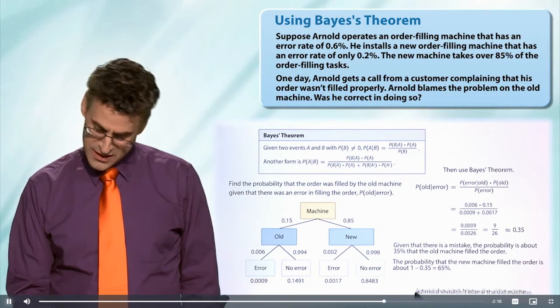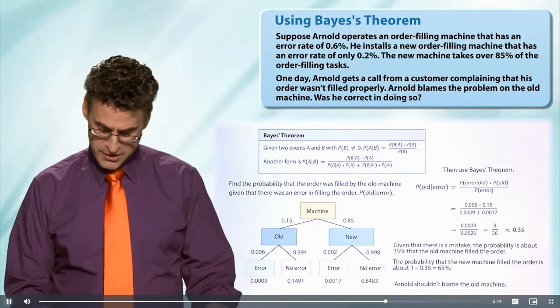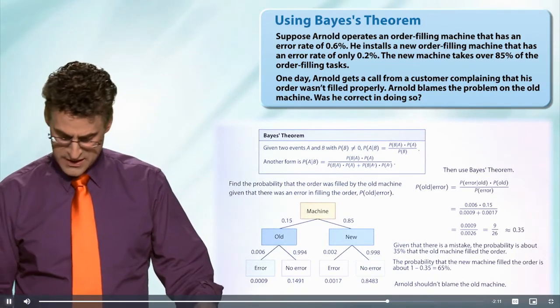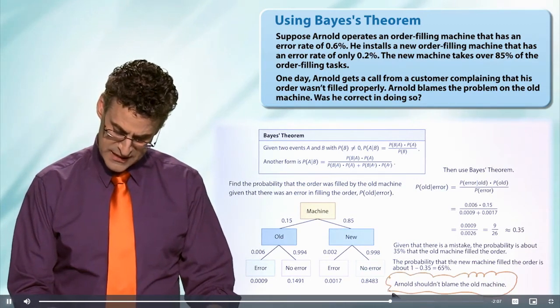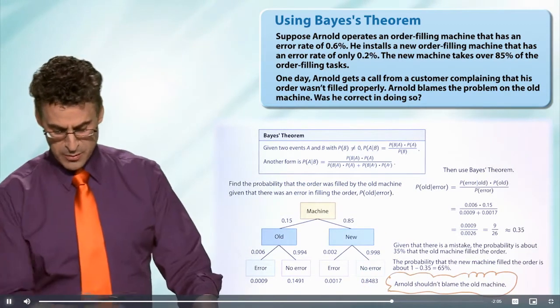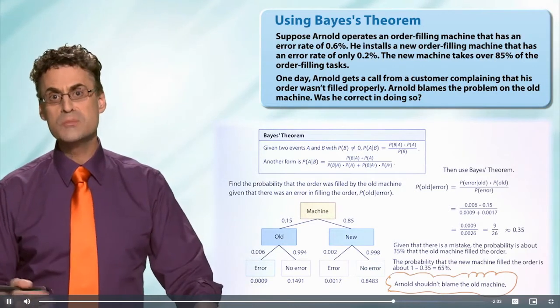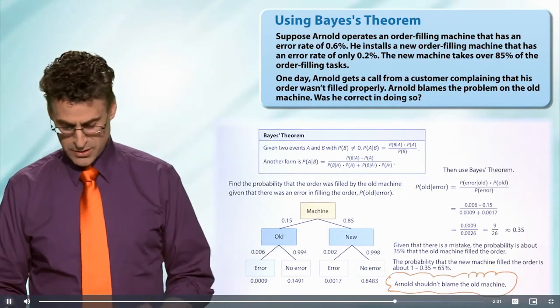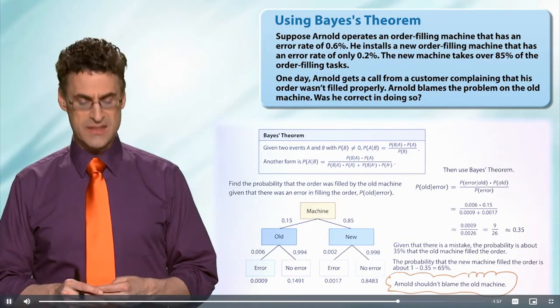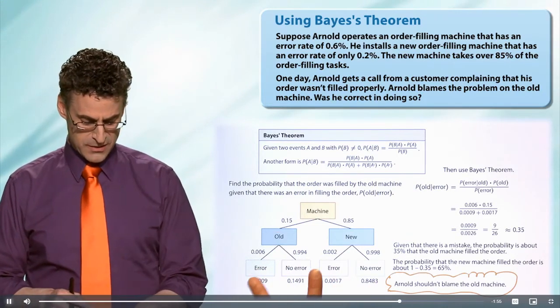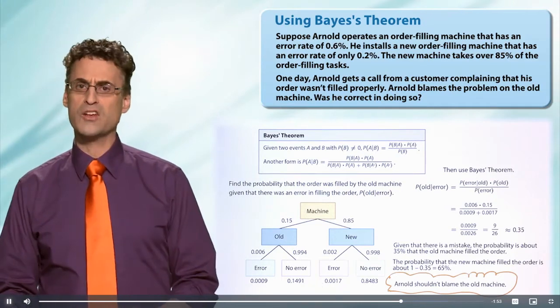And so therefore, just from the probability of it, we conclude that Arnold really shouldn't blame the old machine, because it's more likely than not, from a probabilistic point of view, that in fact the new machine actually filled the order. And this is something that we see a lot when we look at interesting data like this, when there are two possibilities and there's a failure. These are also often called false positives.